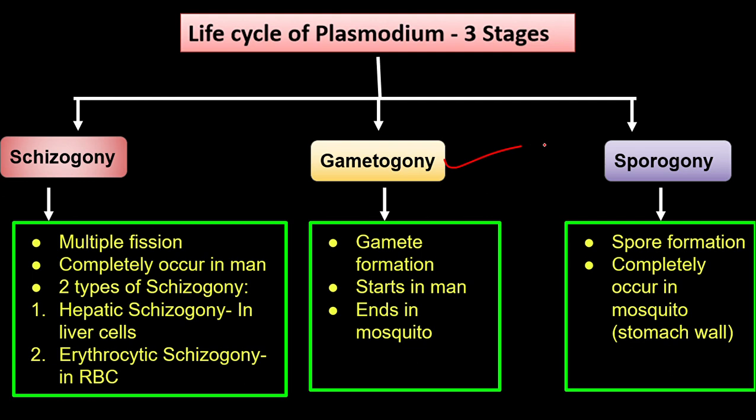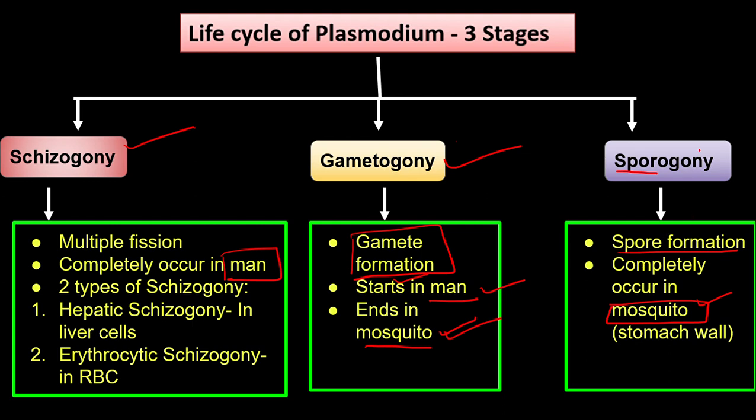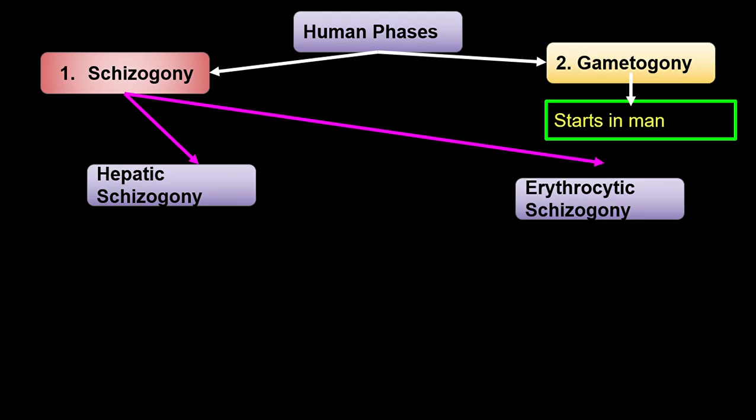Now here, the second stage is gametogony. Gametogony means formation of gametes. It is going to occur both in human as well as in mosquito. It starts in human but ends in mosquito. Sporogony means formation of spores. It is going to occur completely in mosquito. So sizogony occurs completely in human, sporogony completely in mosquito, and gametogony occurs in both, starting in human and ending in mosquito, right? Sporogony occurs in the stomach wall of the mosquito.